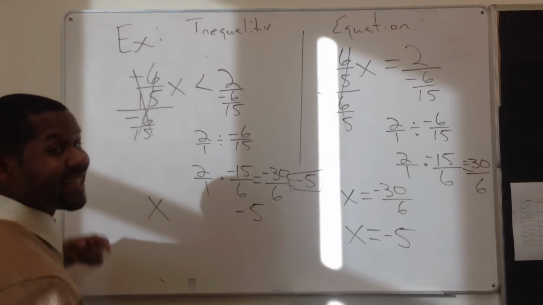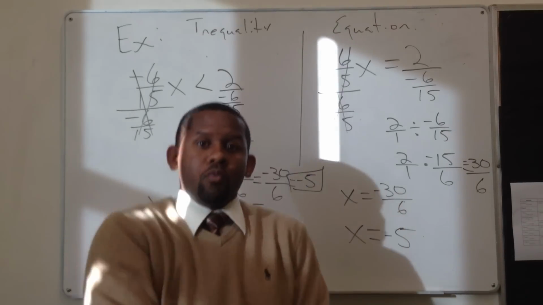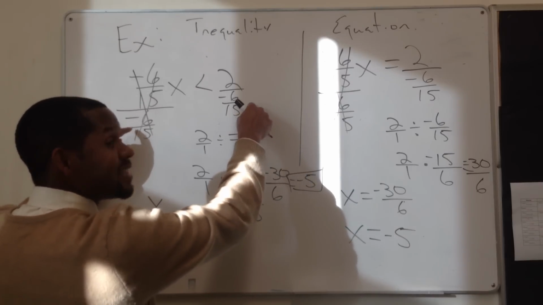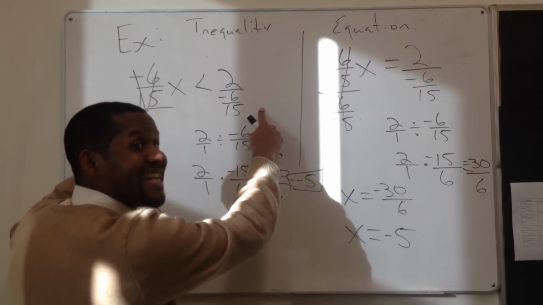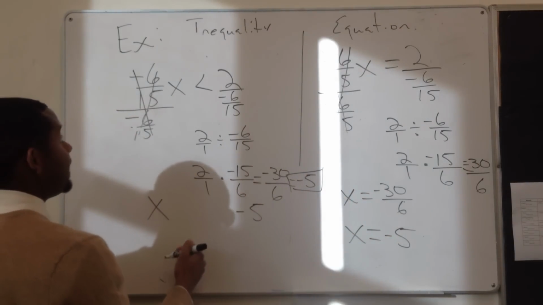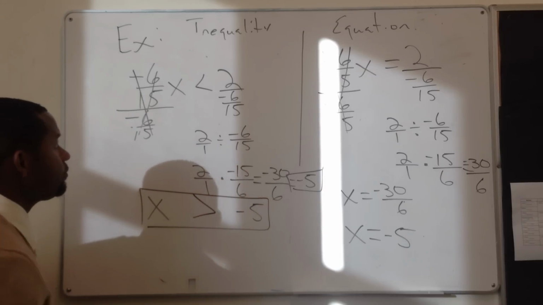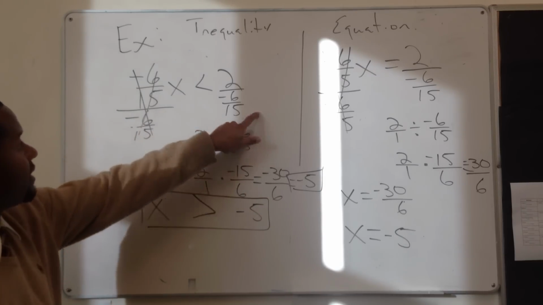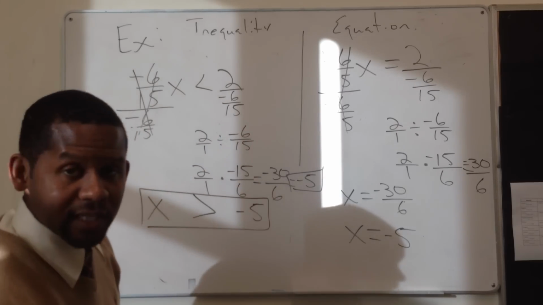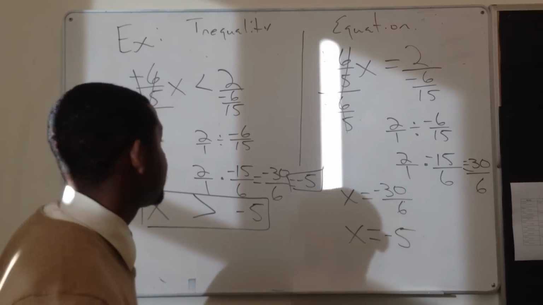But here's the thing. This is the key. Notice, I divided both sides of this inequality by a negative number. What does that mean I need to do? I need to change the direction of this sign. Because I divided this side and this side by a negative number, I had to flip the direction of the sign. Hopefully, you get that. That's just a rule that you have to remember.